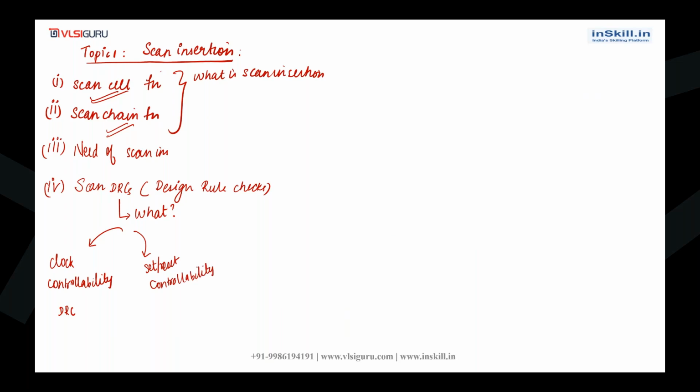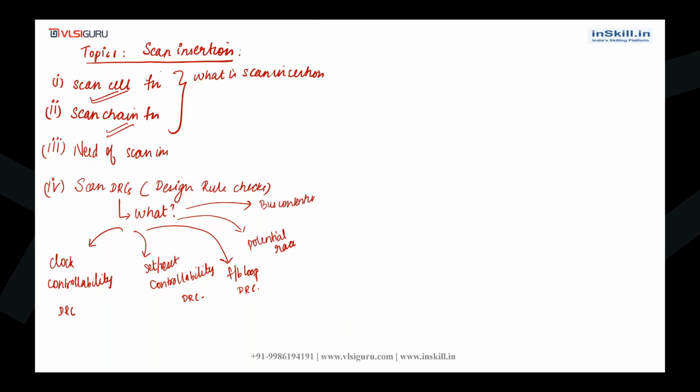And then feedback loop DRC. And then potential race DRC. And then bus contention.